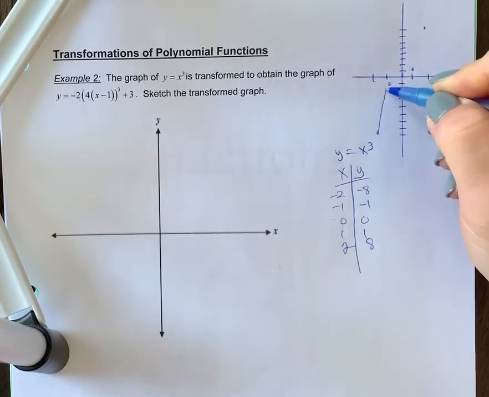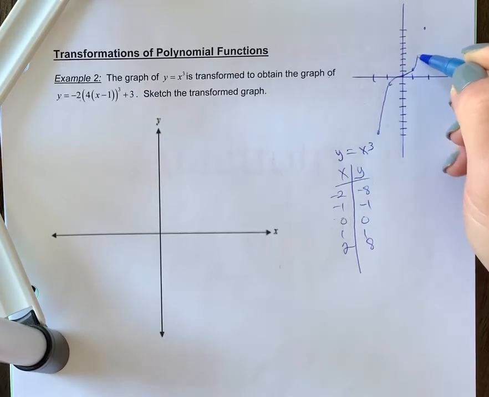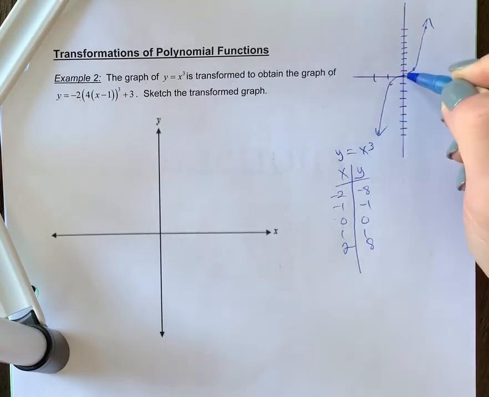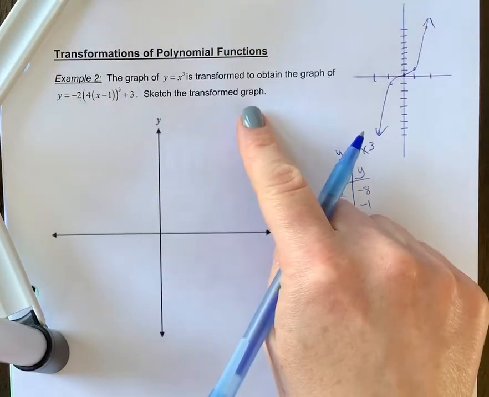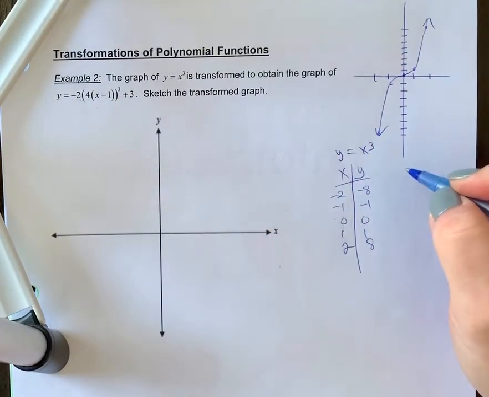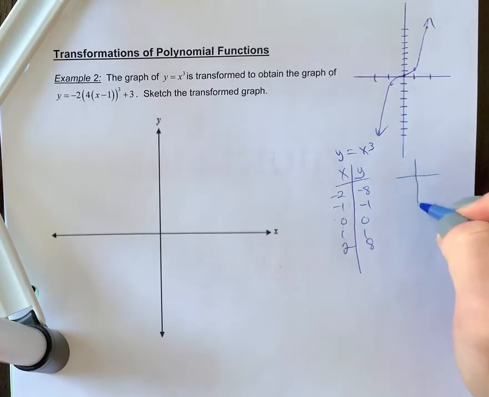So it's going to have this general shape. It's a cubic graph, so it's like a triple root. It also flattens out at the x-intercept. So it's going to be this shape that we're going to apply all these stretches to. So we're going to apply stretches and reflections first.